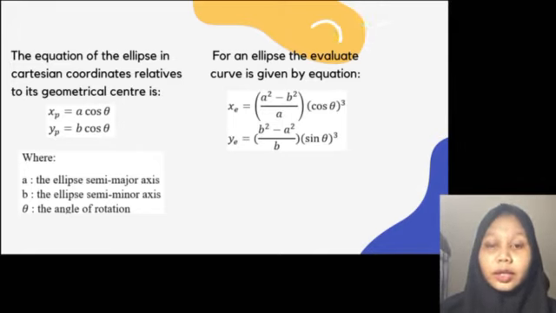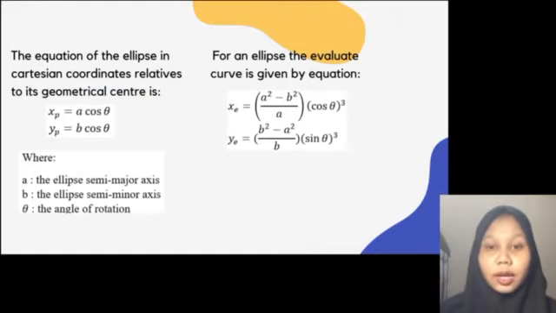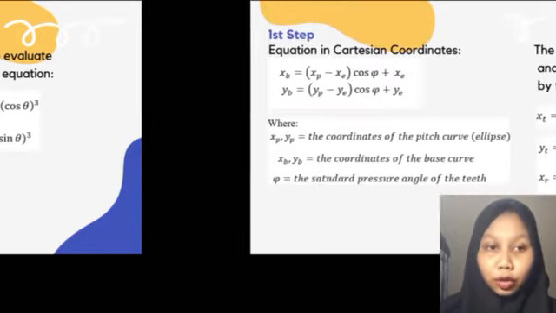And the equation has two parts. First is xe equals (b squared minus a squared) over a, multiplied by cos cubed theta. The second is ye equals (b squared minus a squared) over b, multiplied by sin cubed theta.